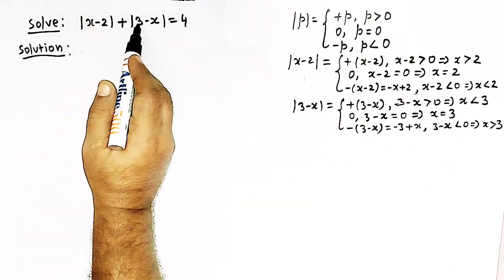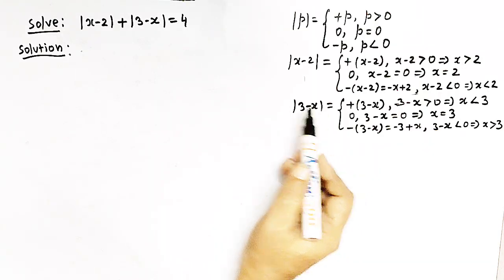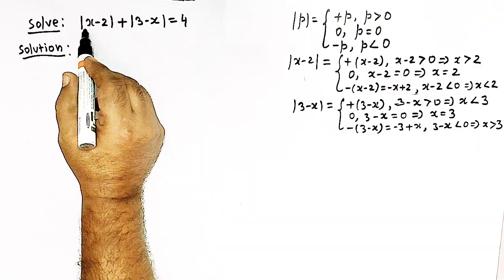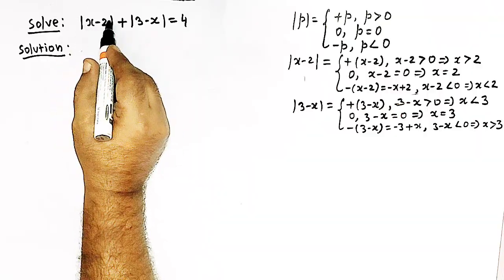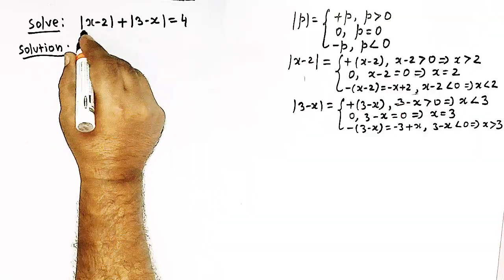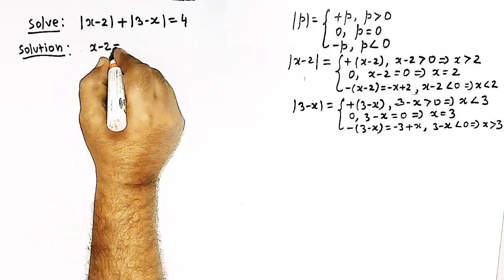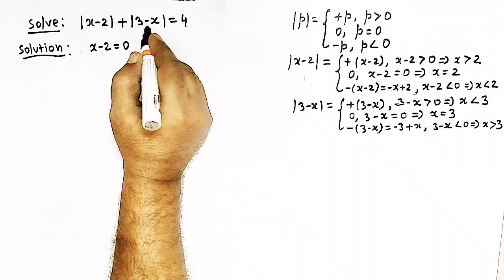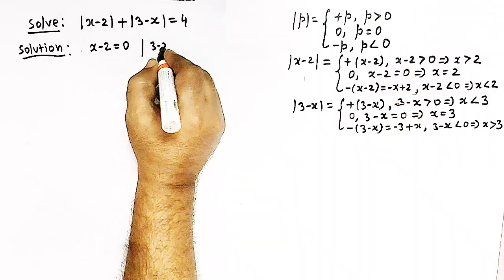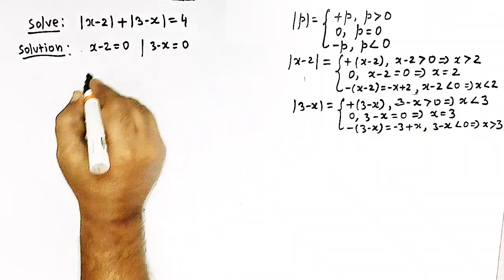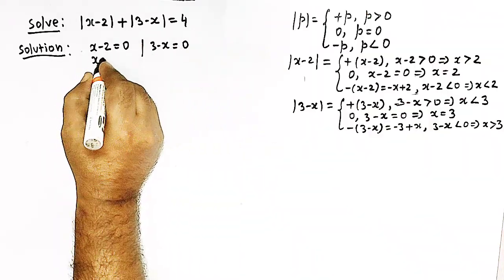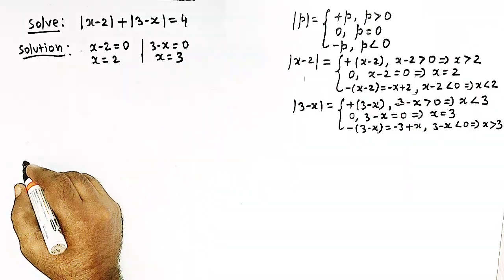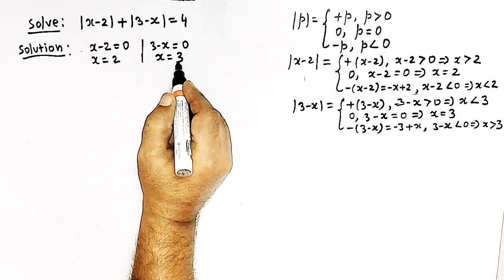So the first step is to define mod of x minus 2 and mod of 3 minus x. The second step is to get the critical points. Inside the mod function symbol we have x minus 2, so the critical points can be obtained by taking x minus 2 equal to 0. And here we have mod of 3 minus x, so we can write 3 minus x equal to 0. Solving these two equations, we get x is equal to 2 and x is equal to 3. So these are the two critical points.